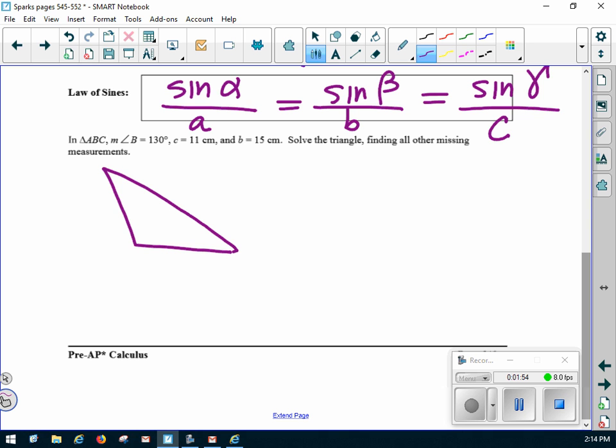Now I need you to know, Sparks uses big A, B, and C for the angles. We're going to use alpha, beta, gamma, okay? For B, what am I going to use? Beta. Where does beta have to go? It's got to go right here. There's angle beta, that's 130 degrees. Now, it doesn't matter where alpha and gamma are. I'm just going to put them there.